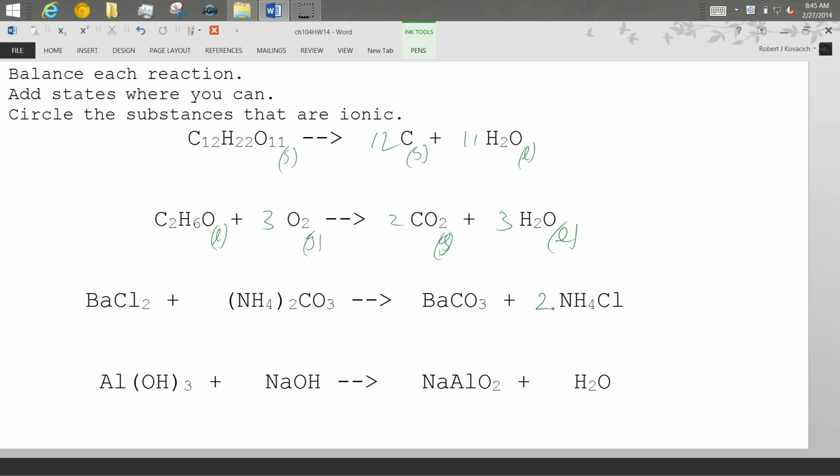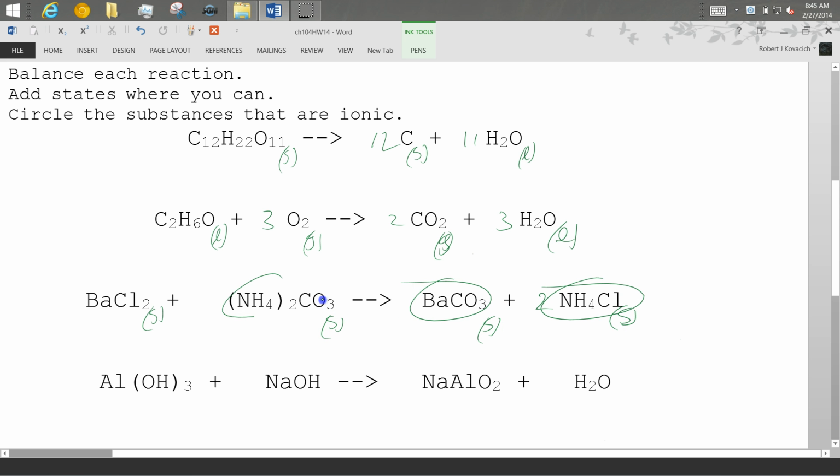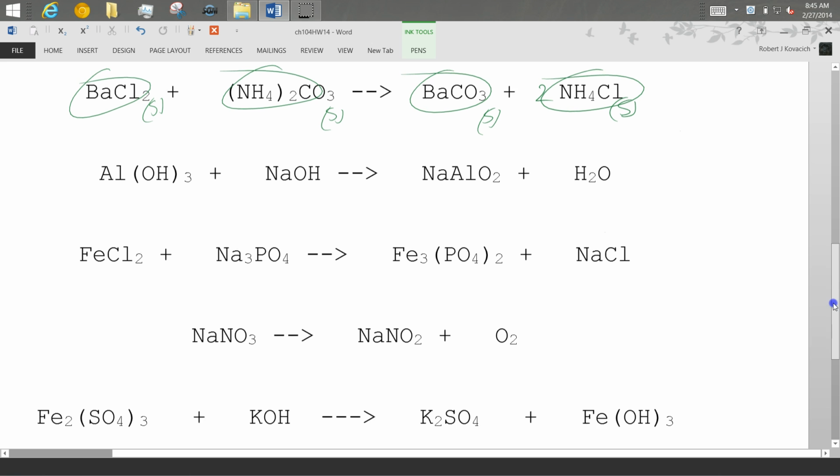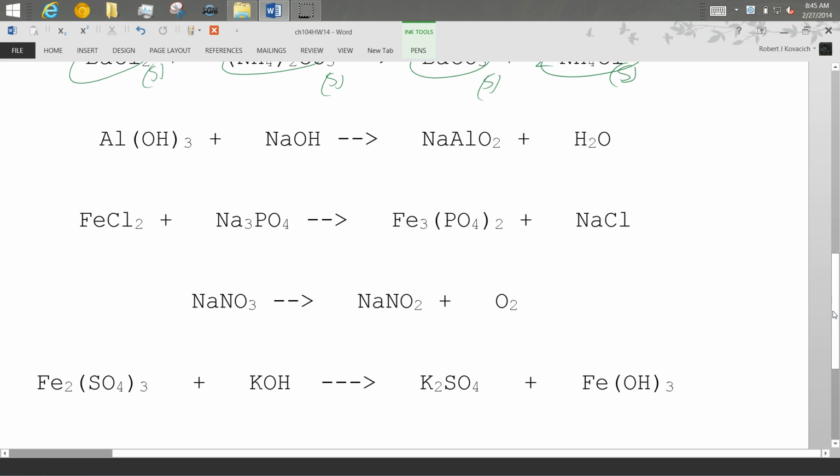What kind of compounds are each of these? They're all ionic compounds, right? So they're all salts, they're all solids. And I go ahead and circle each one of these guys. And we had no ionics in the last question either. Oh, there it is. Alrighty, balancing out the next one.